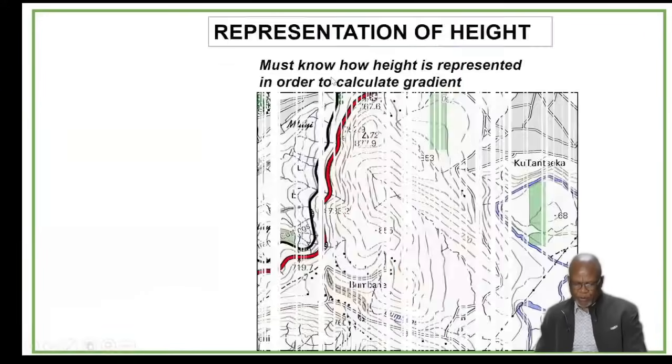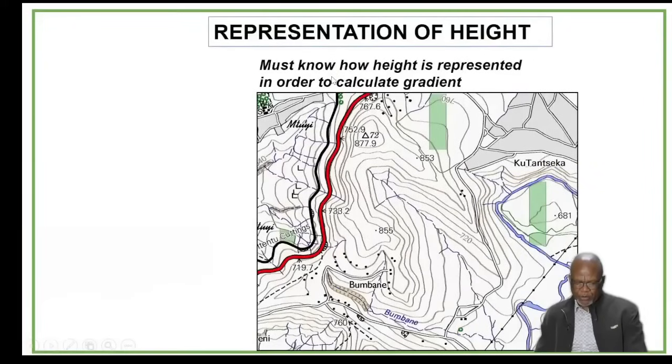Now, let's quickly go through Mapwork activities. What are we going to look at here? So, we're going to look at gradient. So before you can know how to calculate gradient, you must know how height is represented on the map. Number one, height is represented through using of the contour lines. The contour lines there on the map.